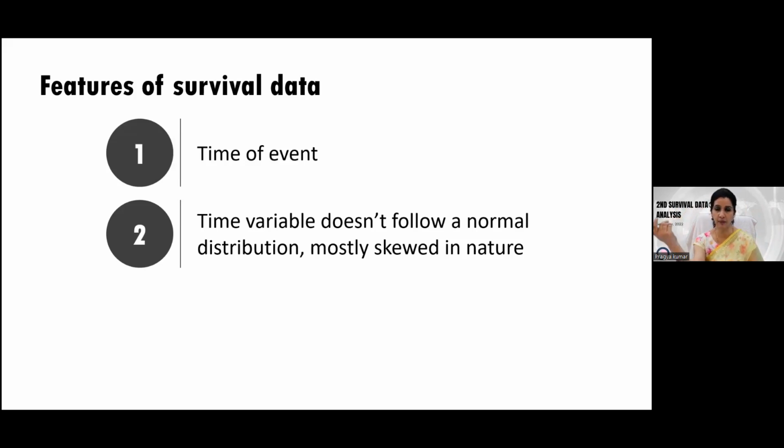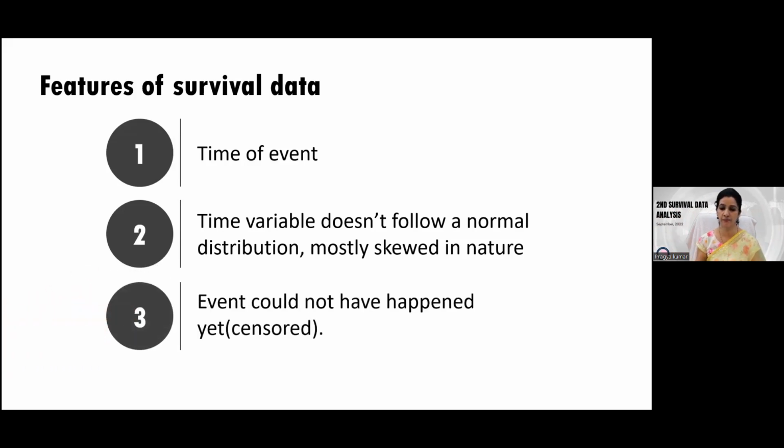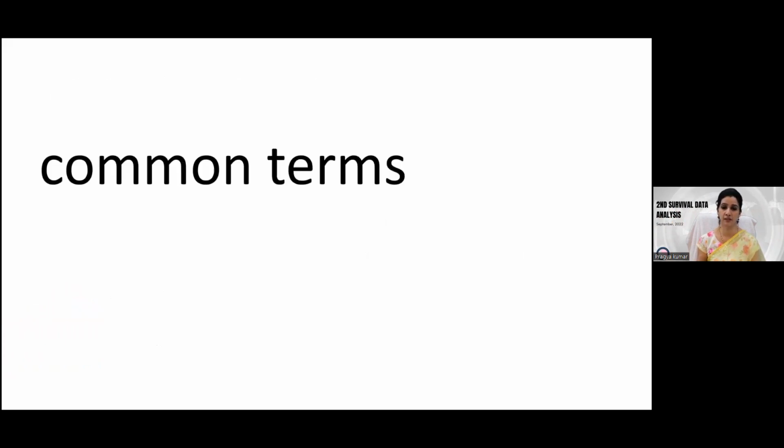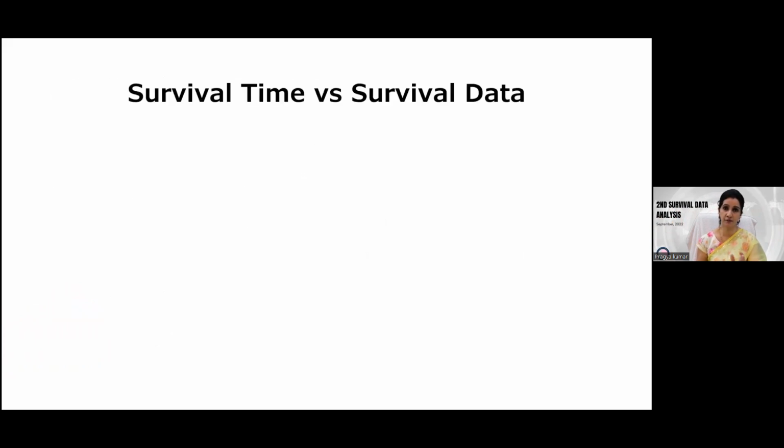Rather, we can say Kaplan is the non-parametric. So they are mostly skewed in nature. And even the third important feature is the censoring, which we have discussed. So there are some common terms. We have now understood the common terms like hazard, which is known as the failure. The people who could not meet this hazard, they survived.